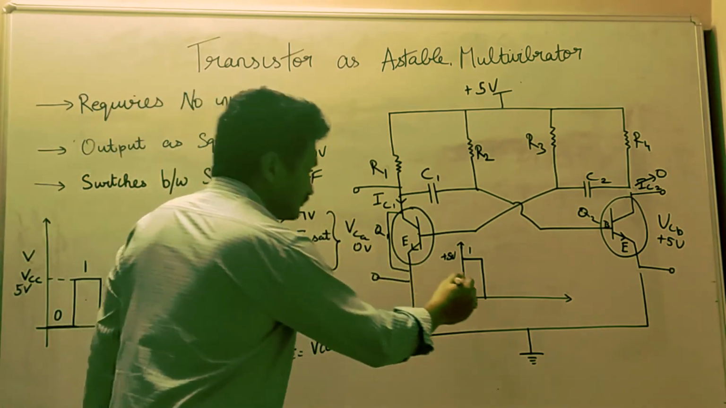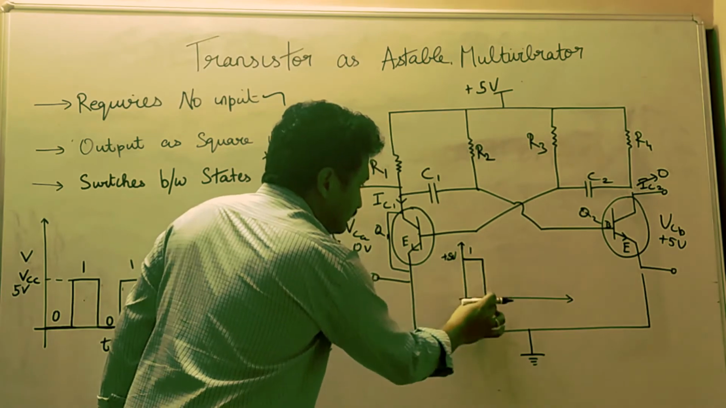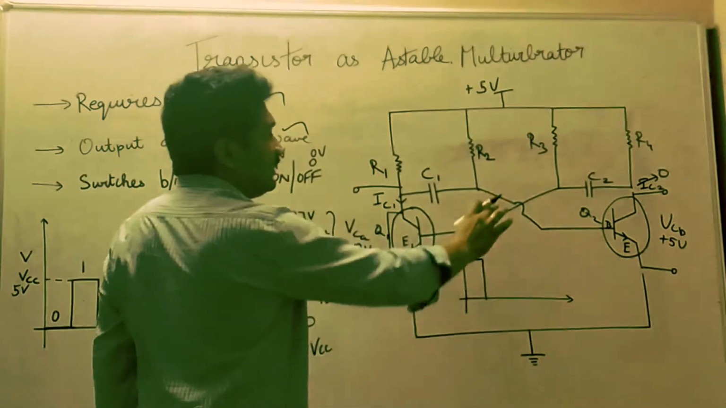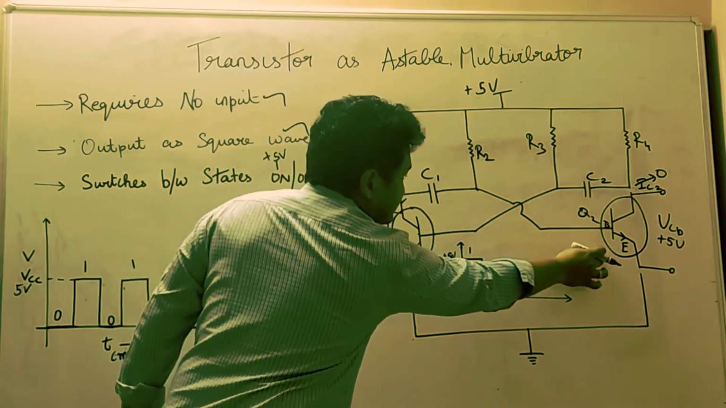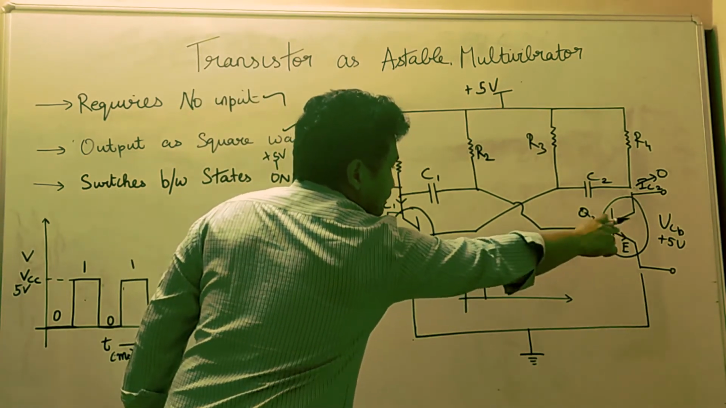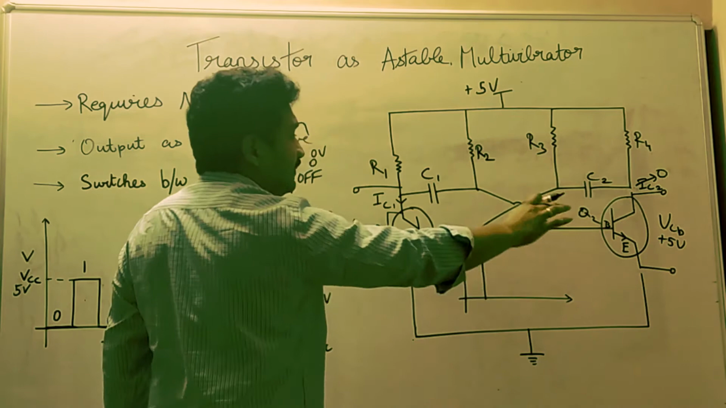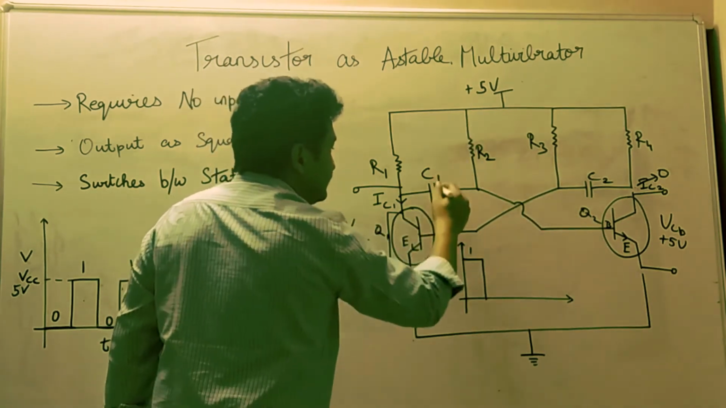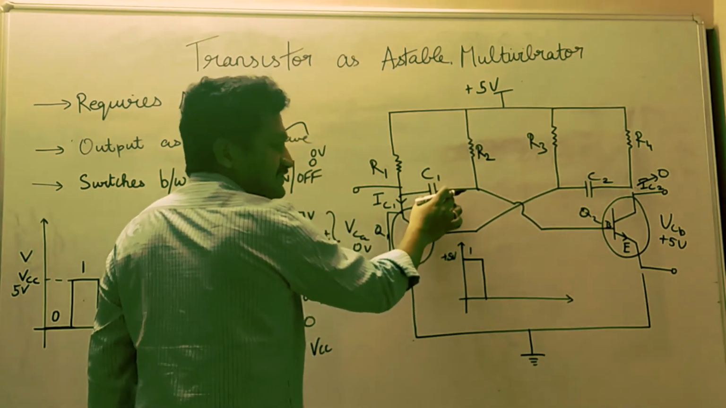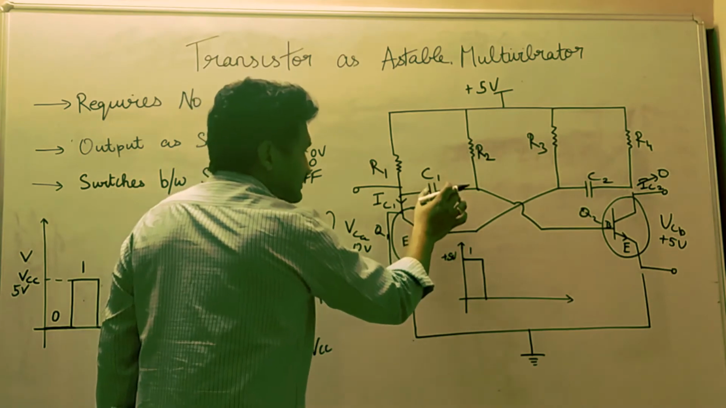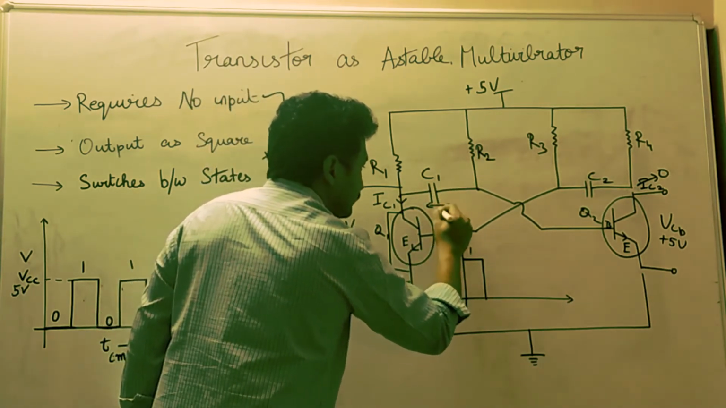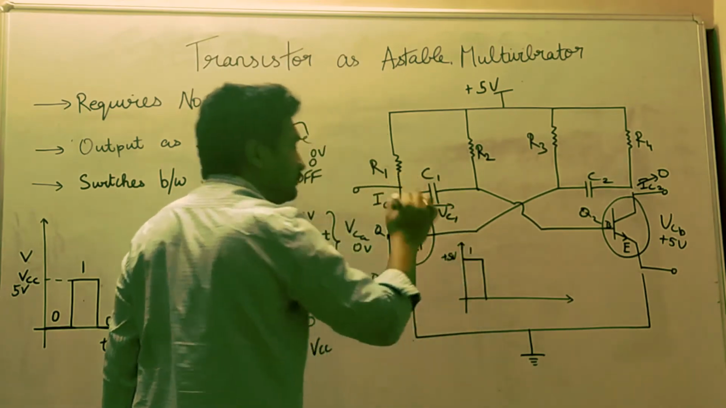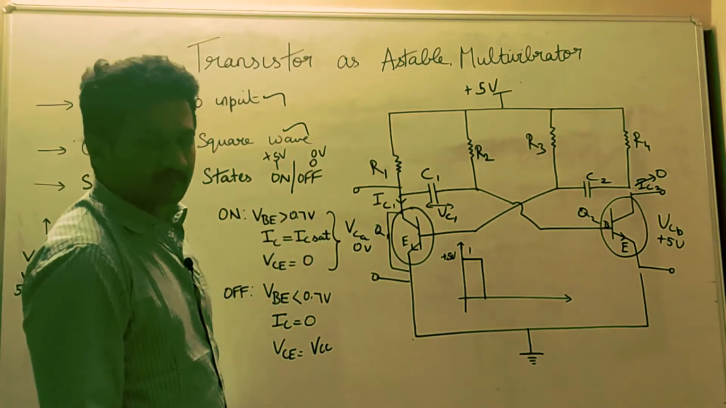So here the on state is realized. Now how does it change the state? Here if you can see, this transistor is off now, plus 5 volt we have achieved. When this transistor is off, this capacitor starts charging. It starts charging in a way that the voltage across this capacitor C1 becomes VC1.